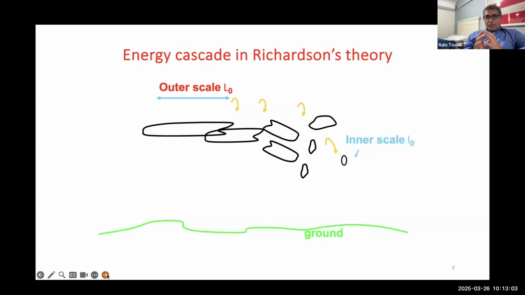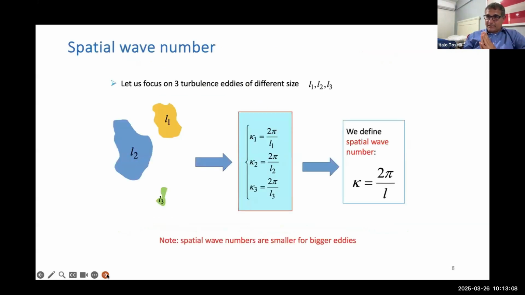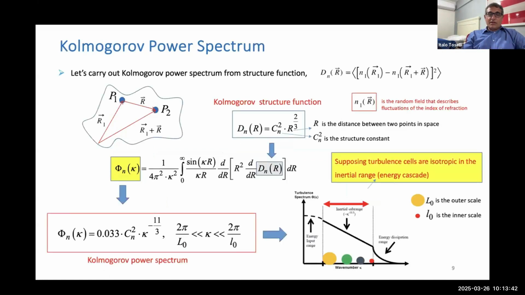So we start to visualize now these cells as a turbulence, but we have to model these cells. We have to deal with that. How do we do it? Well, let's associate to each of them a spatial wave number, a spatial frequency, basically. If we have cells of different sizes, L1, L2, L3, we can define K1, K2, K3, like 2 pi over L1 and so on. So basically, we can represent in a Fourier space, you will see in a power spectrum space, all these sizes, okay?